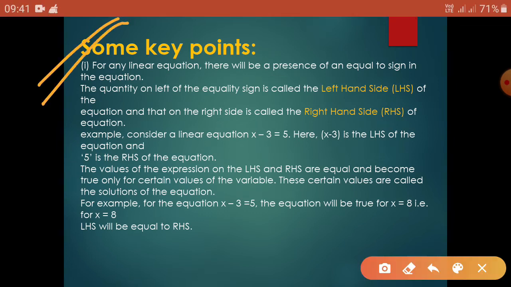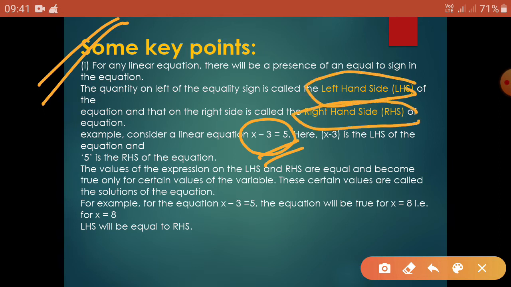Next slide. For any linear equation there will be the presence of an equal to sign. Obviously in an equation we are also using the equal to sign here. The quantity on the left of the equality sign is called the left hand side, and the one on the right is known as the right hand side.